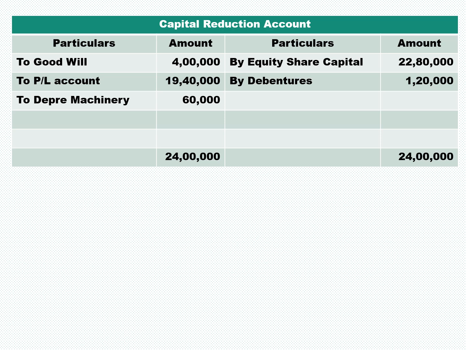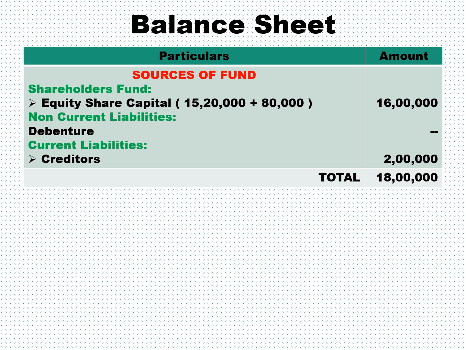So the balance sheet liability side, equity share capital, the reduced new equity share capital is 15 lakh 20,000, that's 38,000 shares into 40 rupees, plus 80,000 we have given to debenture holders as full settlement. Then total equity share capital comes to 16 lakh. Debentures nil, because debentures are fully settled by giving of equity shares. And then we have creditors 2 lakh.